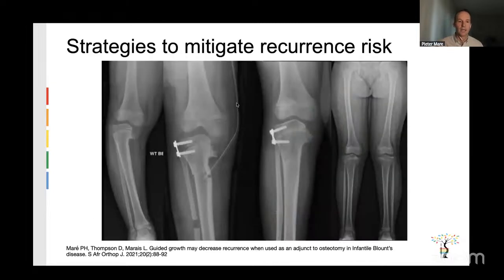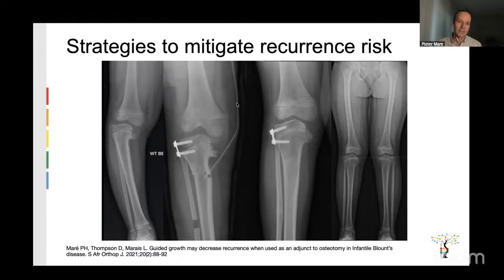So this is just a case example of a child with infantile Blount's disease. You can see the MPS there is about 80 degrees in the image on the left. Then the post-op is the image on the second to left. You can see there's a dome-shaped or curved osteotomy, the 8-plate, the guided tension band plates in situ there.